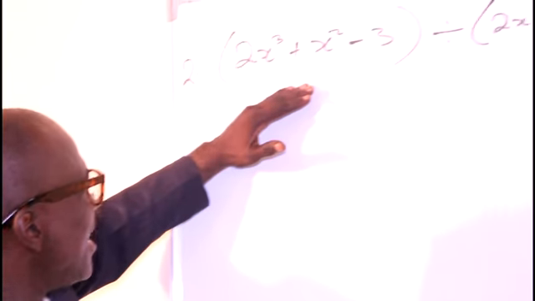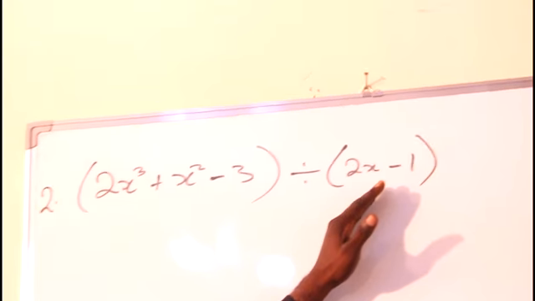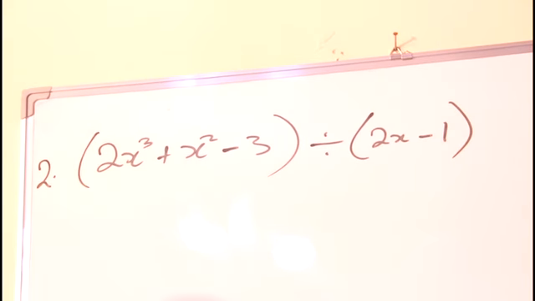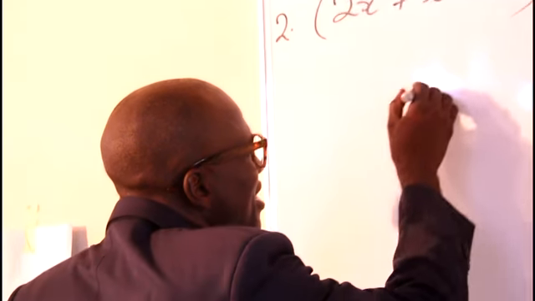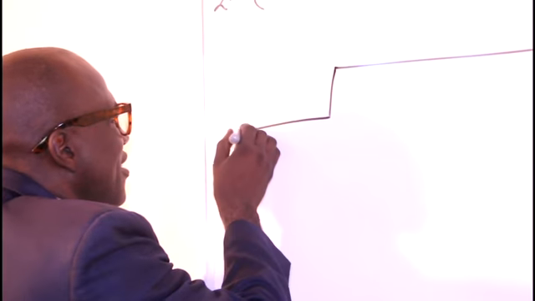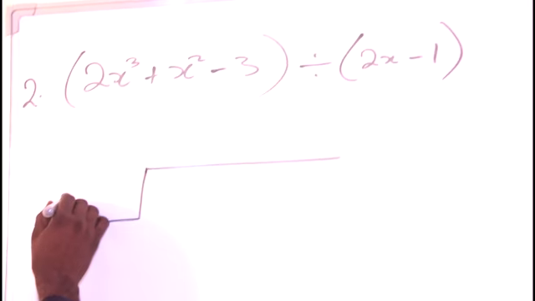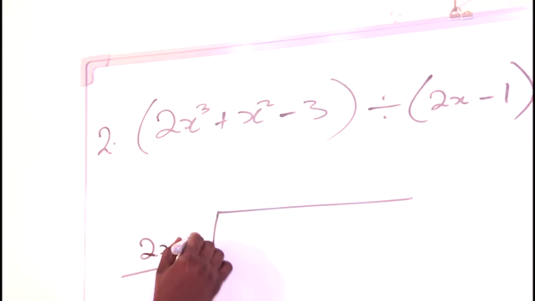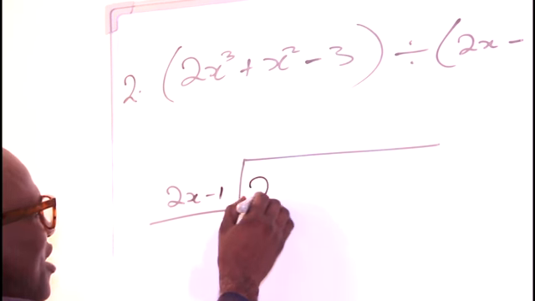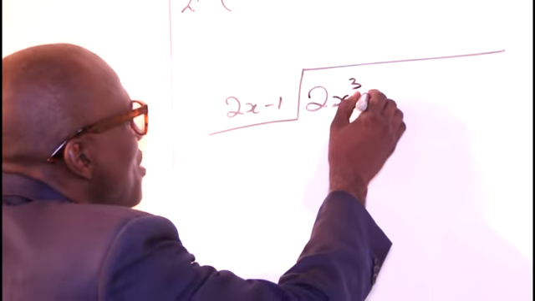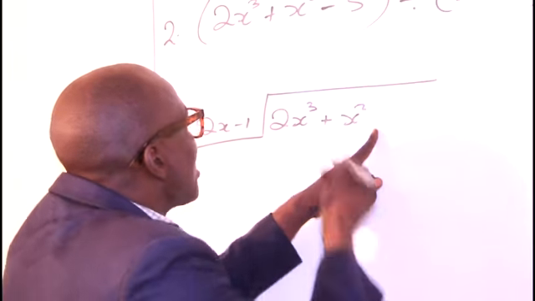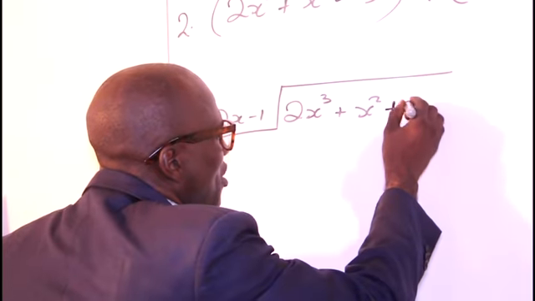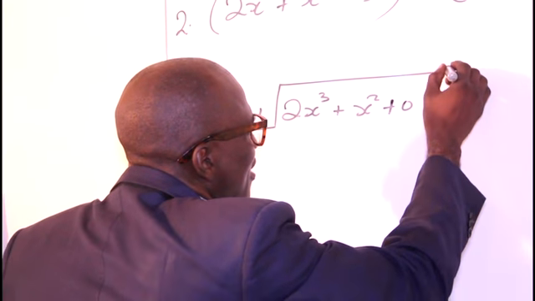Now, example 2. You are given a polynomial of degree 3 divided by a polynomial of degree 1. So what do we need to do? Your divisor is 2x minus 1. Look at your dividend: 2x cubed plus x squared. Then there's supposed to be a term in x. Since they did not give us, you say plus 0, then you have minus 3.